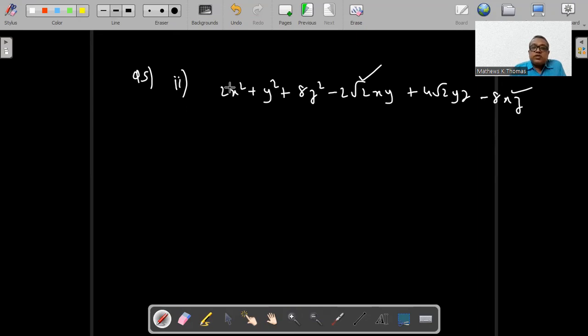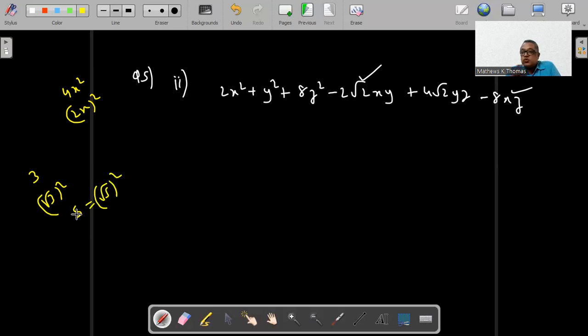But unlike the previous question, these are not perfect squares. Suppose the number was 4x square, I could have easily written it as 2x whole square. But right now it is 2x square. So what I am going to do in these kinds of questions is take the square root of the number and square it. Suppose you have 3, I can write it as root 3 square. You have 5, I can write it as root 5 whole square. When you square a root, you get the number. So if it is a perfect square like 9, it's easy, 3 square. But if it is 8, I have to write it as root 8 whole square. So that is why this question is important.